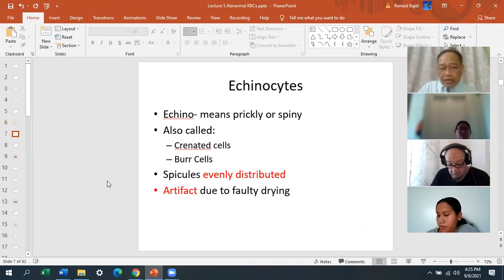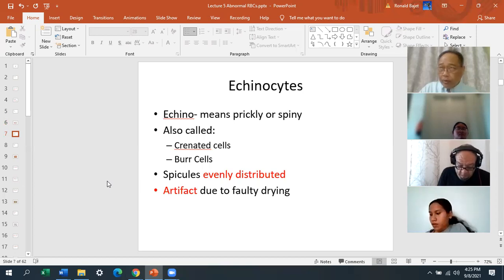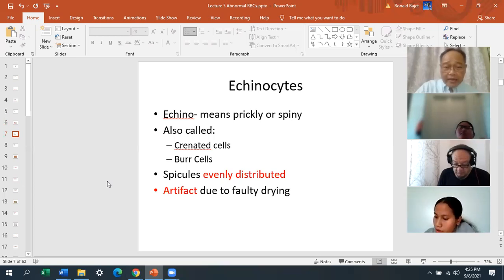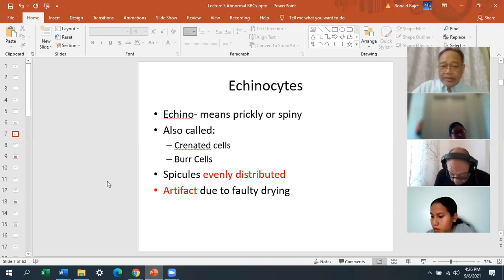The next one is echinocytes. Echino, the prefix, means prickly or spiny, like echinoderm, which is the term for starfish. So echino means prickly or spiny, and these cells are also called crenated cells or burr cells. These projections, the spicules or spikes or spines, are evenly distributed all over the red cell. Crenated cells are if the spines are sharp, really sharp. Burr cells are the same thing, except the spines are soft, roundish.